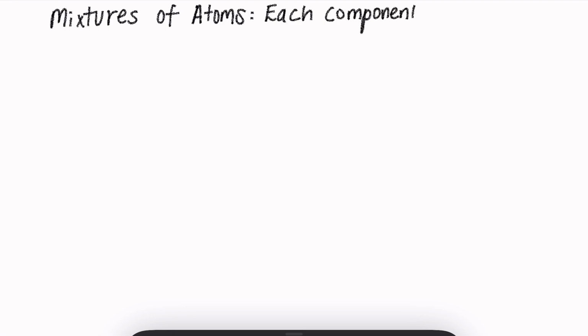In mixtures of atoms, each of the components actually retains its own properties because it's not a chemical reaction. So when we have mixtures of atoms and molecules together, each component retains its identity. And I'm going to show you three kinds.